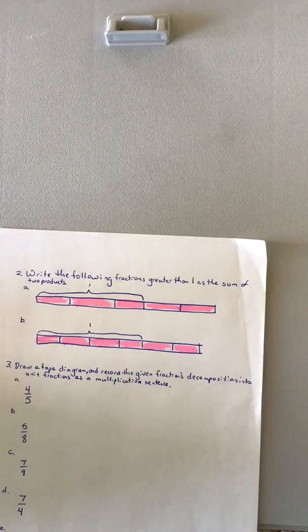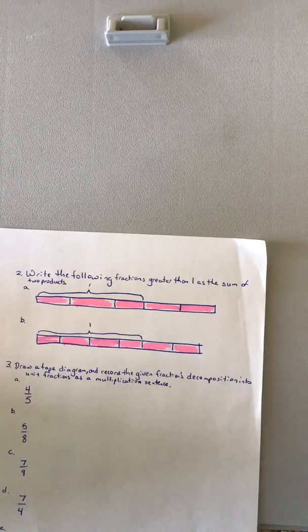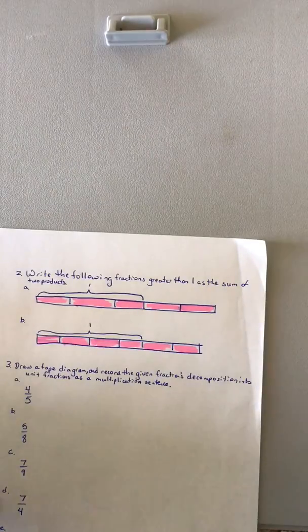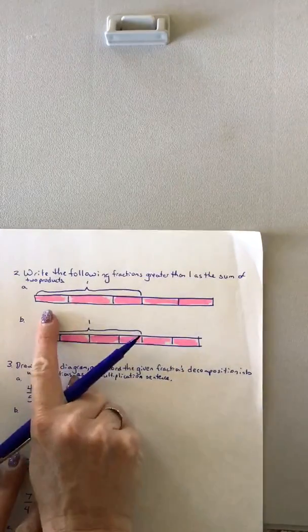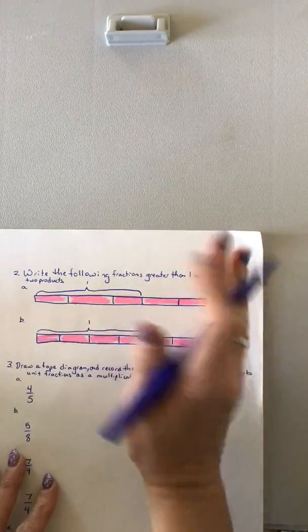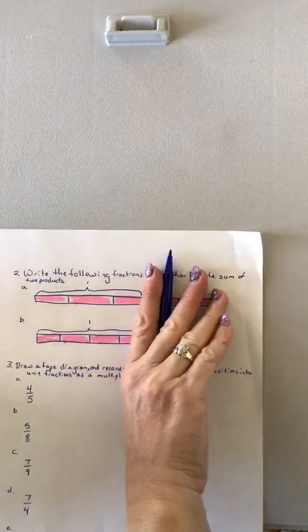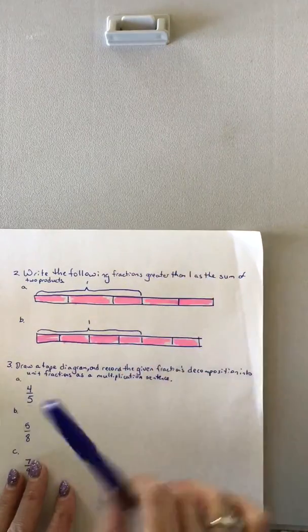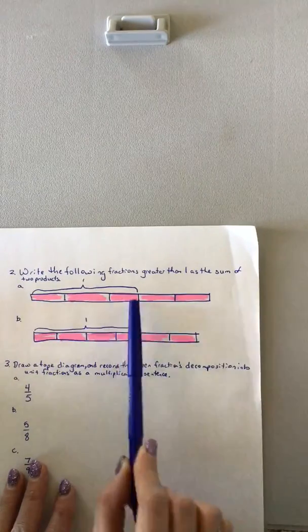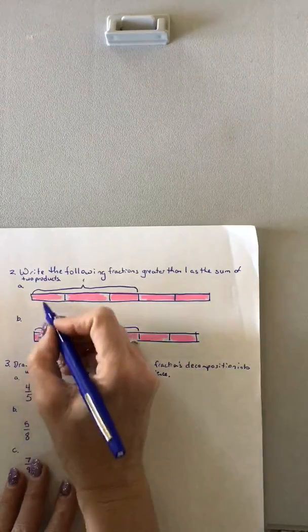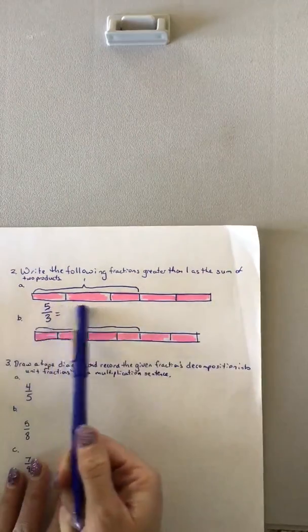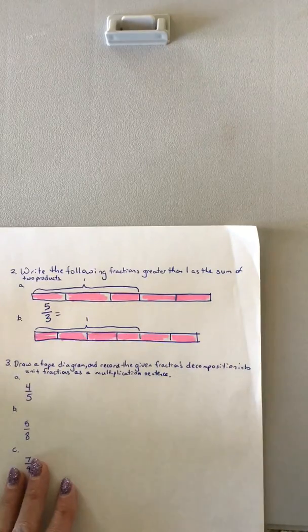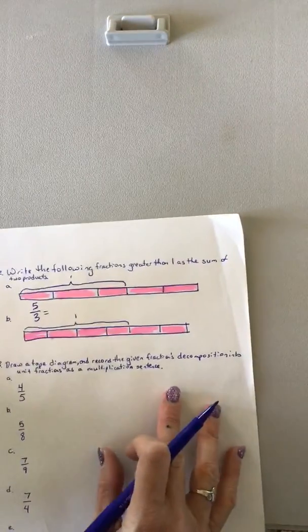Okay, so how do I do that, Mrs. Bailey? Easy peasy, watch here. I will do A with you, and then I want you to do B on your own. Okay, so let's figure out what is the unit fraction. Okay, this whole is broken into thirds. But there's a total of 1, 2, 3, 4, 5 shaded. So our fraction completely is 5/3 because there's 5 total, but they're only the size of 1/3 each.